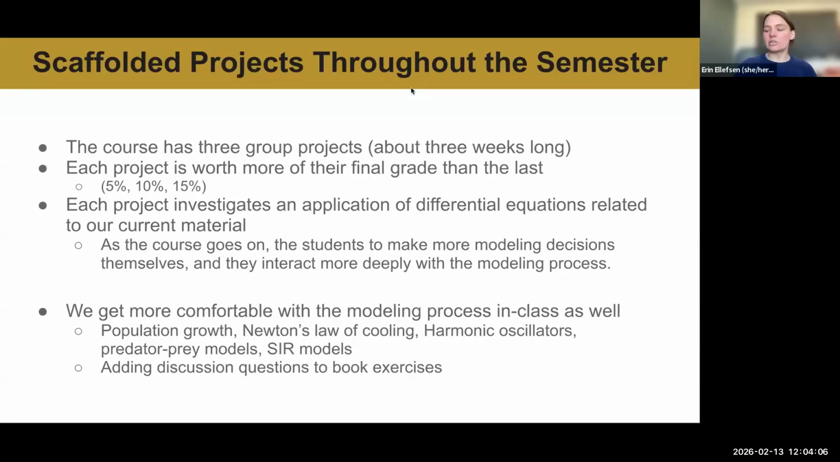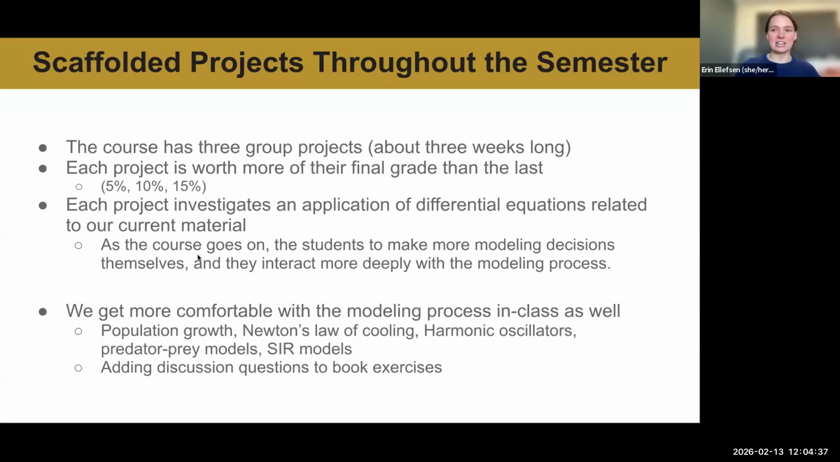But I also scaffold the material in another way, and that's by slowly having them make more and more modeling decisions as the projects and the course go on. The first project really leads them through step by step, and in the second project they have maybe a specific context, but they have to make more and more decisions. And then the third project is a little bit more of a free-for-all.